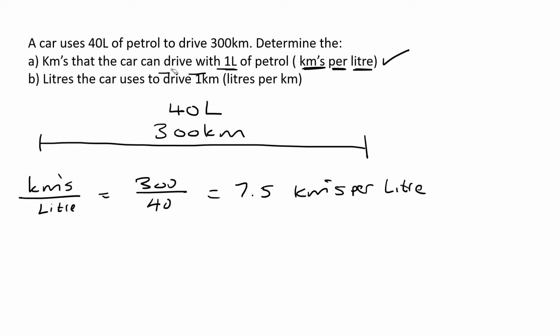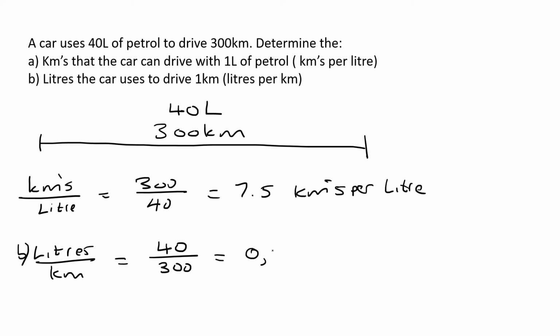And that answers their first question. Now it says, determine the liters that the car uses to drive 1 kilometer. So it almost sounds like the same question, but now they want the liters per kilometer. But in the first question, they wanted the kilometers per liter. Okay, so now it's just the other way around. So now they want the liters. For question B, they want the liters per kilometer. And so you're just going to take the liters divided by the kilometers. And if you round that off, that'll be 0.13 liters per kilometer.